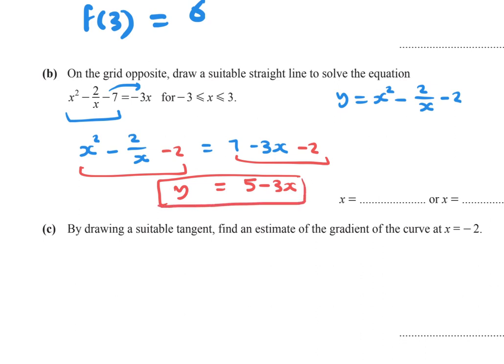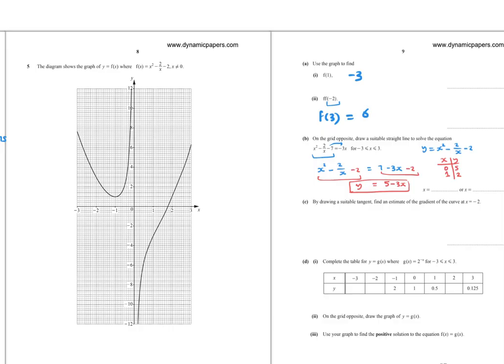To draw this line, you need 2 points. Put x equals 0, so y equals 5 minus 3 times 0, so 5. You can put x equals 1, so y equals 5 minus 3 times 1, so 5 minus 3, so 2. Now draw this line through 0, 5 and 1, 2. So this is the point 0, 5, and 1, 2. Now draw the line and find the intersection between this line and the curve.